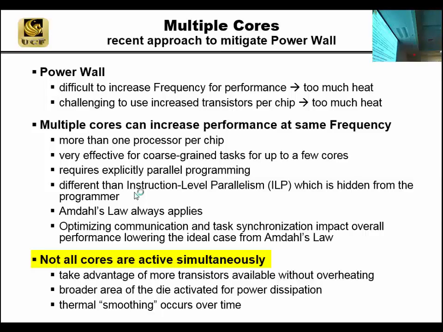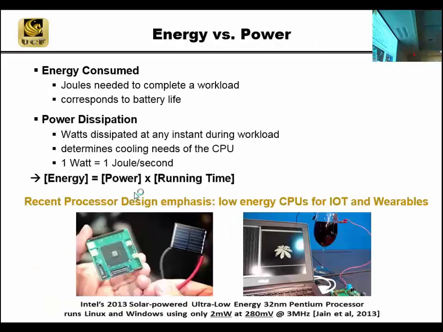So this is a little bit of a downside, but the good side for the power wall is that this allows thermal smoothing. We can move a process, or a thread, from one core to another core if that core is getting too hot. We can move it around. So that was the idea of multiple cores and the power wall, but how does power relate to energy?